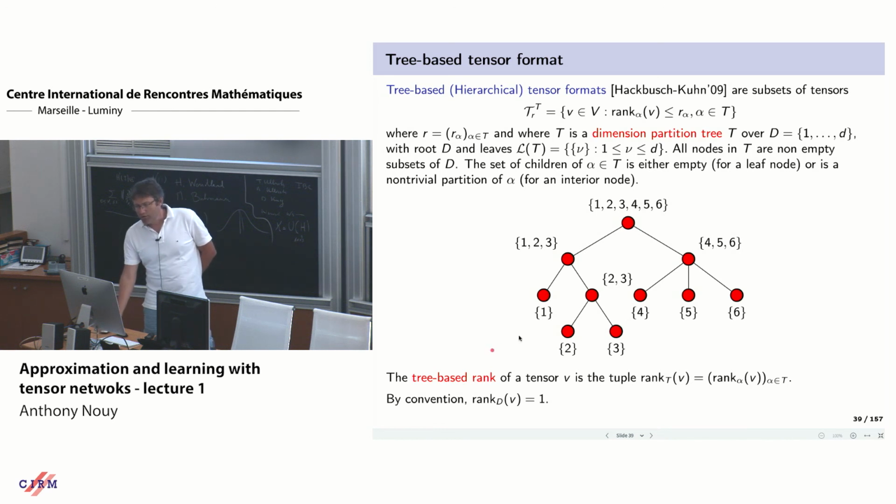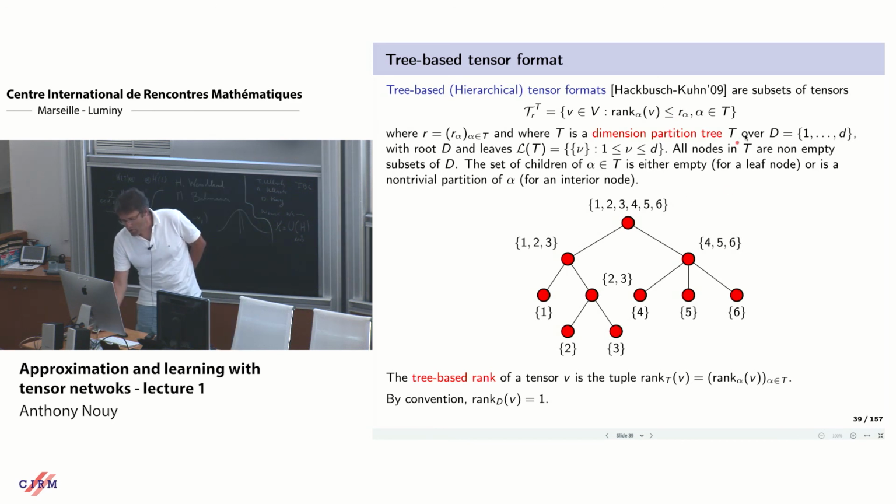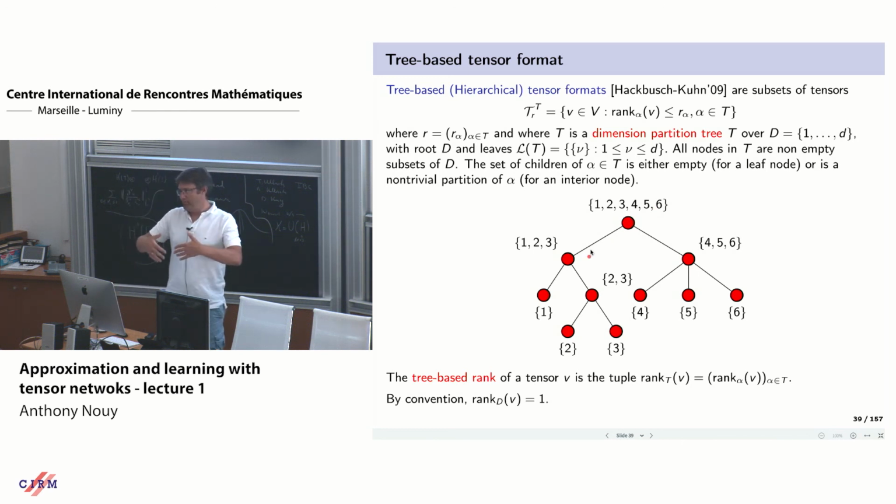What we call the tree-based tensor format is a subset of tensors whose alpha rank is bounded by some integer R_alpha, for all alpha in a certain collection T, which is a dimension partition tree. What is a dimension partition tree of the set of dimensions? If you have a set of dimensions 1 to 6, a dimension partition tree is a sequential partitioning of this set of dimensions.